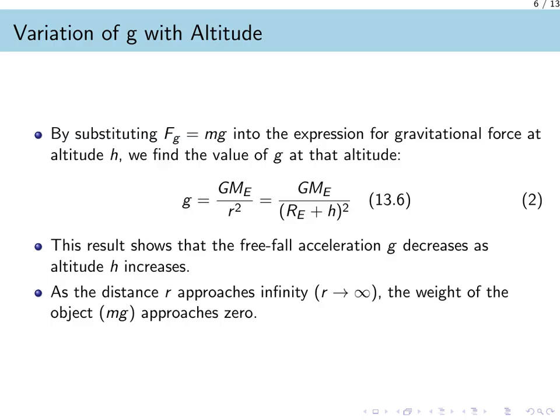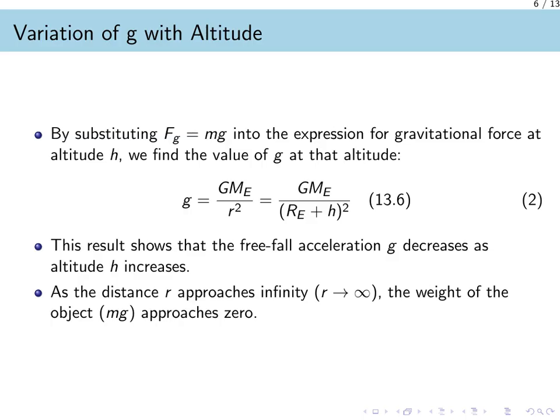We can find the value of g at any altitude by using the two expressions we have for gravitational force. The first is an object's weight, which is its mass, m, times g. The second is Newton's universal law of gravitation.